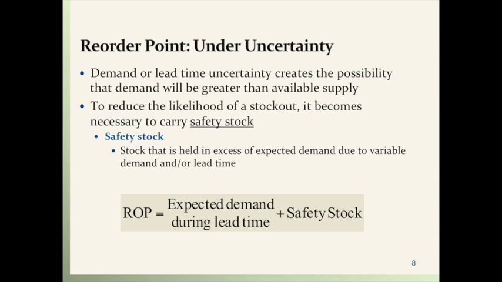Reorder point under uncertainty. When demand or lead time uncertainty creates a possibility that demand will be greater than available supply, to reduce the likelihood, it becomes necessary to carry safety stock. So safety stock is really stock that's held in excess of expected demand, due to variable demand or variable lead time. So reorder point is expected demand during lead time plus safety stock.